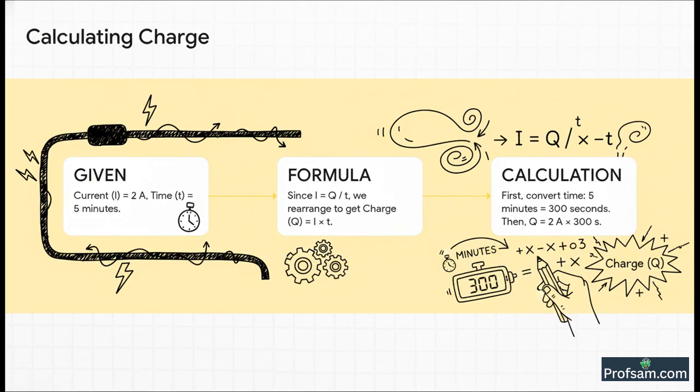But wait, here's where students make a mistake. The time is given in minutes. We must convert it to seconds. Remember, beta, in physics we always use SI units. So 5 minutes is 5 times 60, which is 300 seconds.